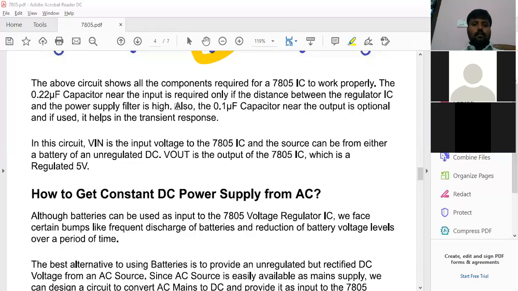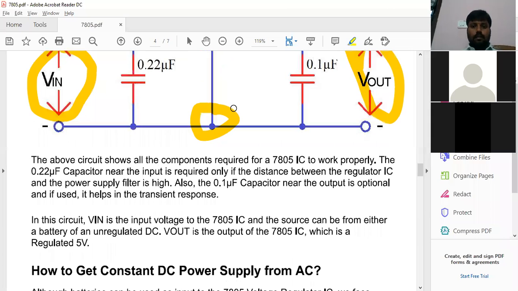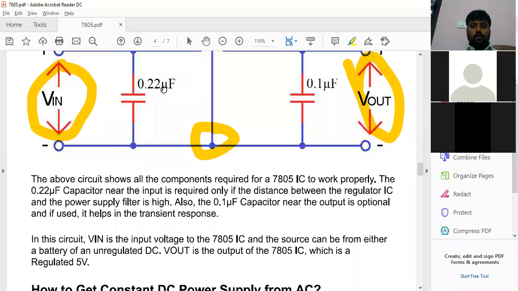The capacitors used here. See, 0.01 microfarad and 0.22 microfarad capacitors are there. The one near the output is optional. Okay. And the 0.22 microfarad capacitor near the input is required only if the distance between the regulator IC and the power supply filter is high. Means filter circuits we are going to use after the rectifier circuit. Why? Because the rectifier gives only pulsating DC.